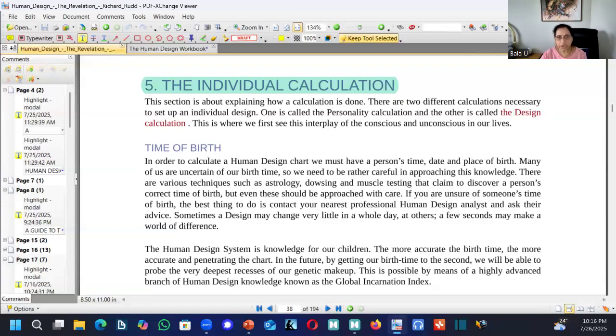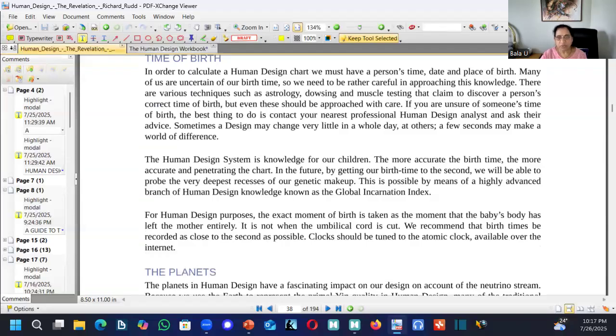Sometimes a design may change very little in a whole day. At others, a few seconds may make a world of difference. The human design system is knowledge for our children. The more accurate the birth time, the more accurate and penetrating the chart. In the future, by getting our birth time to the second, we will be able to probe the very deepest recesses of our genetic makeup. This is possible by means of a highly advanced branch of human design knowledge known as the Global Incarnation Index.